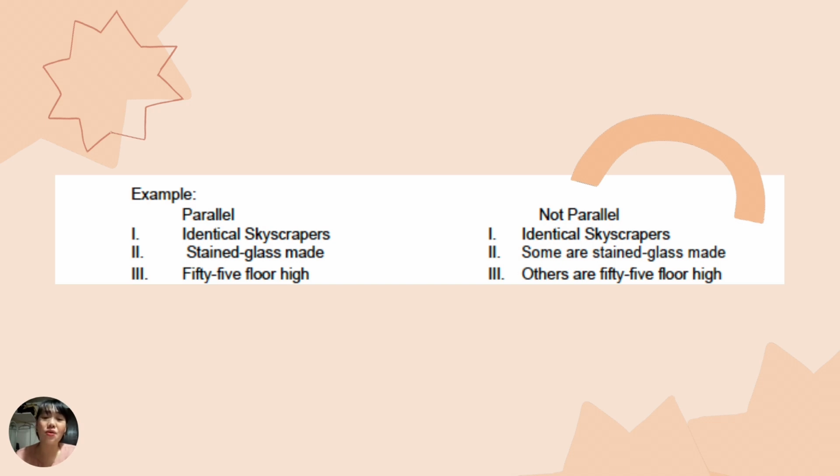You can see here in the parallel, we have identical skyscrapers, stained glass made, 55 floors high. These are all written as phrases, so this is correct. Number 1 is a phrase, 2 a phrase, and 3 a phrase. While in the second example, not parallel, we have 1, identical skyscrapers, which is a phrase, and then 2, some are stained glass made, which is a sentence, and then 3, others are 55 floors high, a sentence too, so they are not parallel. So when you make an outline, make sure your outline is parallel. When you make a topic outline, make sure you only use words or phrases.